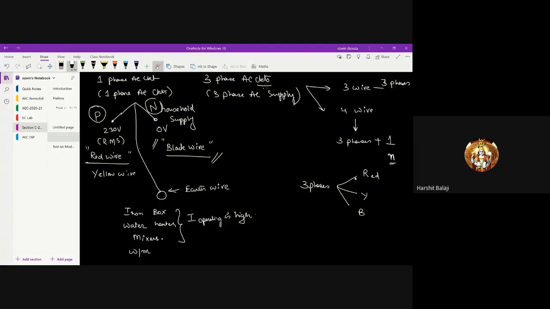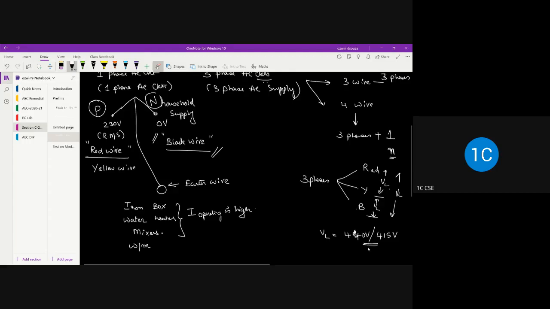Sir, and all three wires are live wires, sir? Yeah, all three wires are live wires. And in the Indian system, all three wires will have the same potential. That is, voltage between R to Y is VL, Y to B is VL, and R to B is also VL. And for the Indian system, VL is either 440 volt or 415 volts.